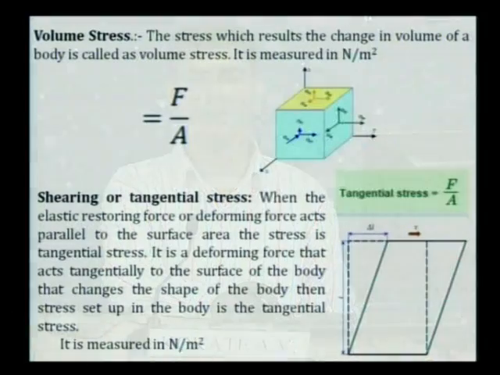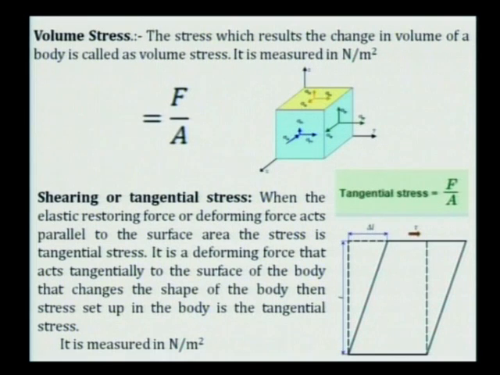is given by the equation: tensile stress is equal to applied force divided by cross sectional area of the wire. Then when the body is three dimensional in nature, when you apply an external force, the volume of the body changes and the corresponding stress is called volume stress. It is measured in Newton per meter square, which is equal to F upon A.